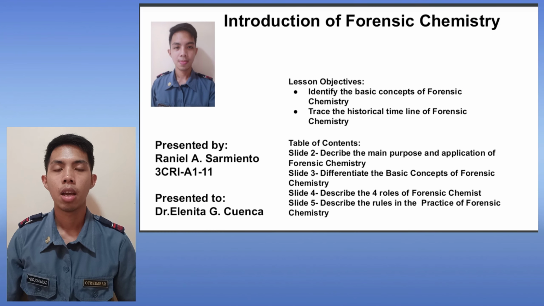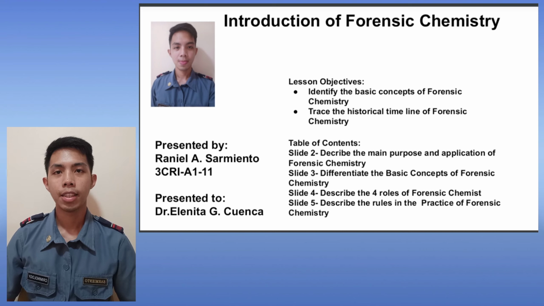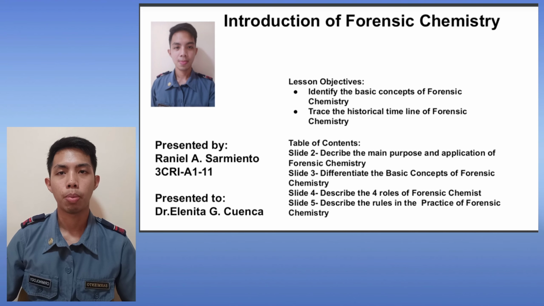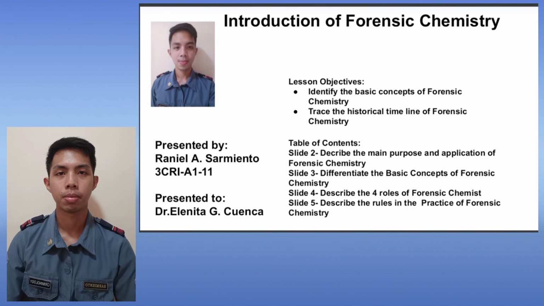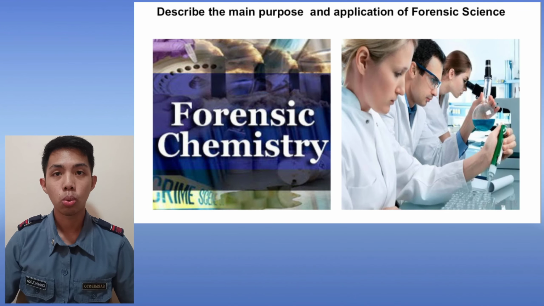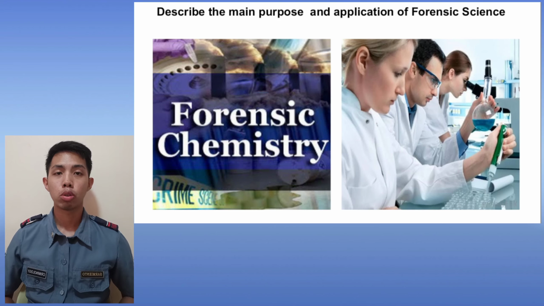Slide 1. Lesson objectives. Identify the basic concept of forensic chemistry. Second, trace the historical timeline of forensic chemistry. Slide 2. Describe the main purpose of application of forensic science.